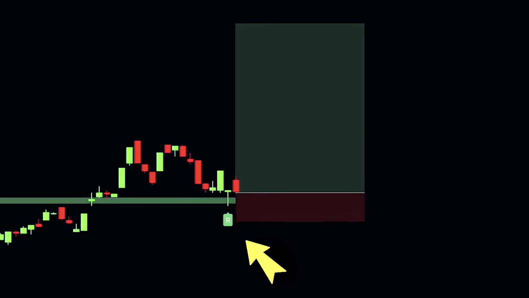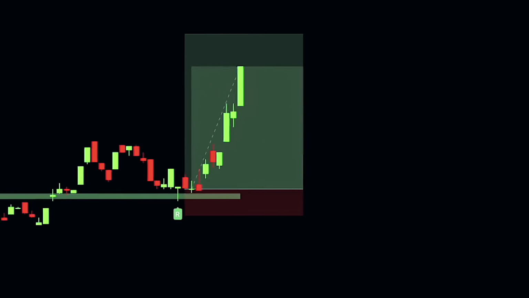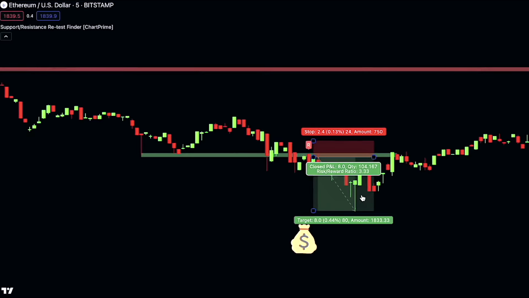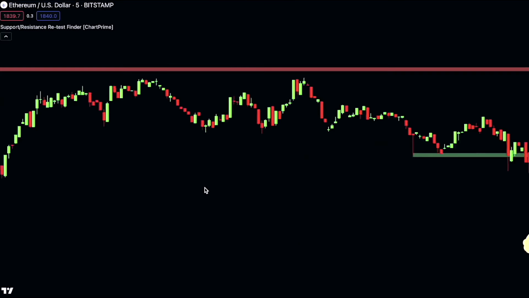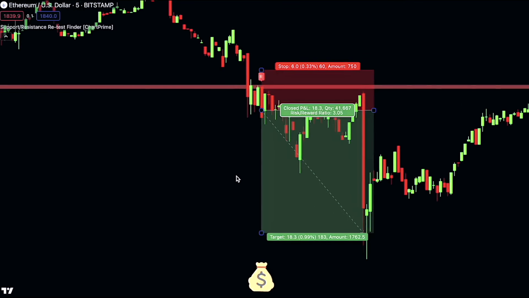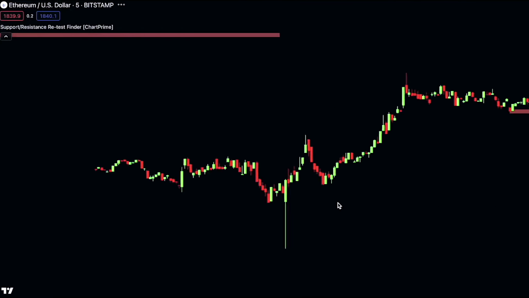I just stumbled across an awesome TradingView indicator that spits out buy and sell signals based on price retests and support and resistance levels. Check out these recent signals on the Ethereum chart with a 5-minute time frame. One trade had a 3-to-1 risk-reward ratio, risking 2% per trade. Could have netted you a 6% profit.